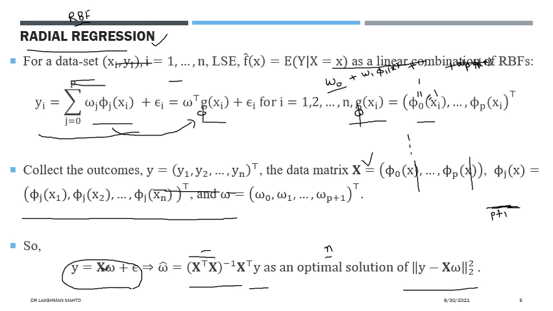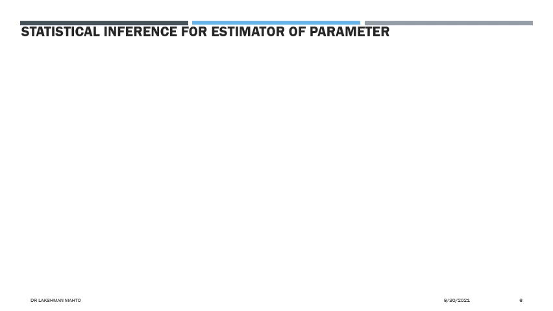We know about the radial basis function, we know about the data. That means we know about the data matrix. So everything is known to us. Y is also given to us, so easily we can calculate the estimate of the parameter. Once we have the estimate, I will talk about inference.